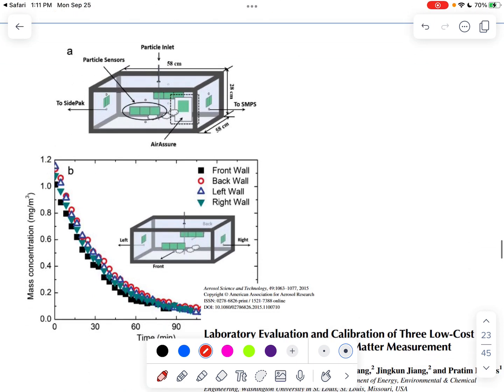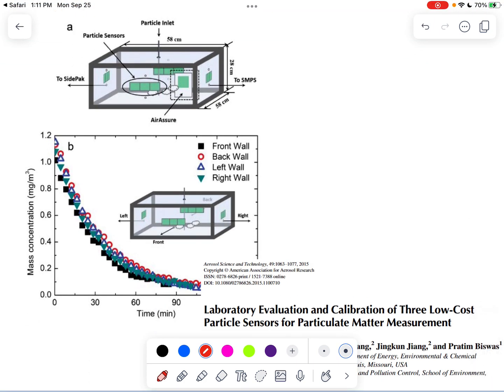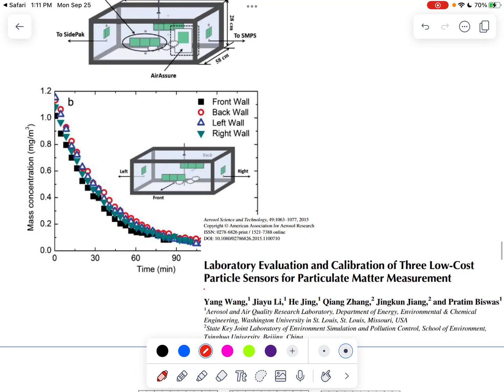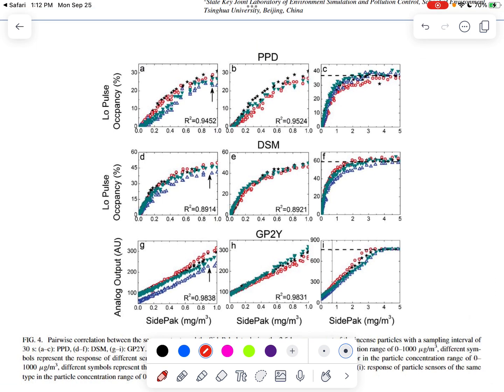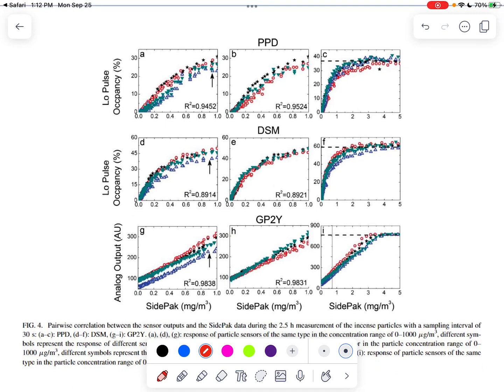So to test the performance of these sensors, we created different chambers to expose the sensors and a standardized instrument to aerosols of different chemical composition or size distribution. If you're interested, you're welcome to read this paper that does laboratory evaluation and calibration of the sensors. Based on the results, we can see that the sensors indeed responded pretty well against the particle mass. Here we were using a standardized, more expensive instrument for monitoring aerosol mass, called the SidePak.